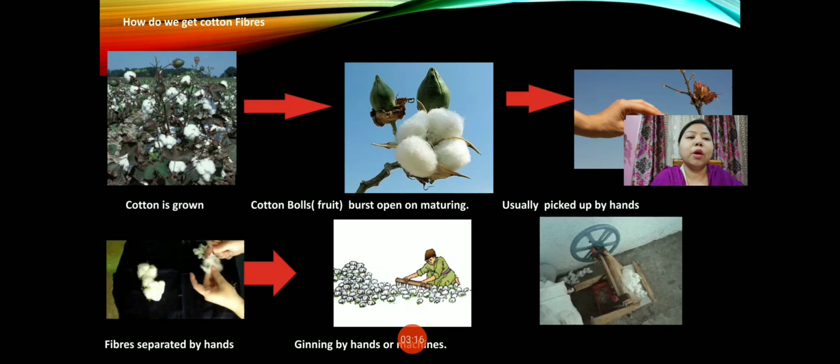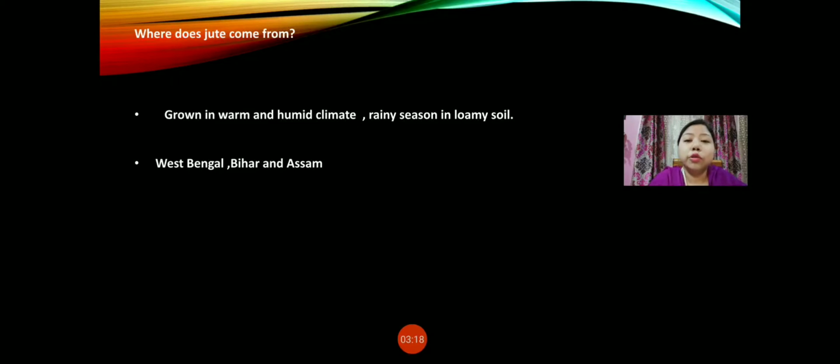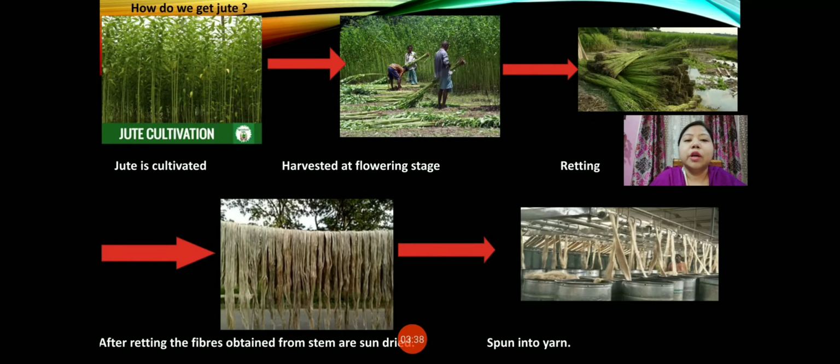Now from where do we get the jute fiber? The jute plant usually grows in places which have a warm and humid climate, usually in the rainy season in loamy soil. In India, it grows in West Bengal, Bihar and Assam. Jute cultivation is also done on a large scale in the field, and the jute fibers are obtained from the stem of the jute plant.